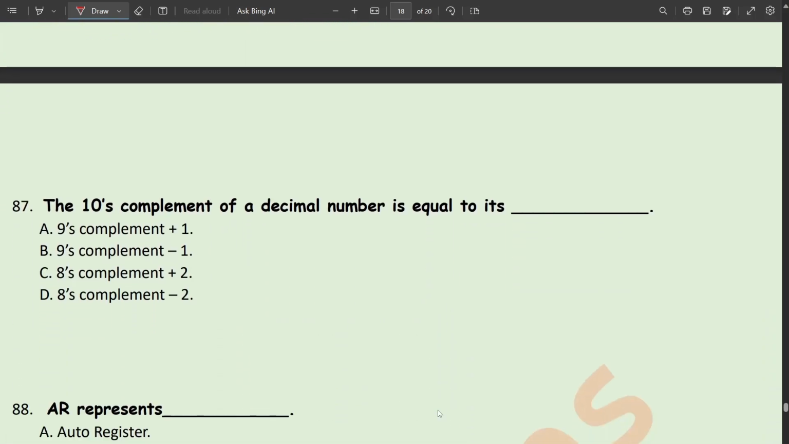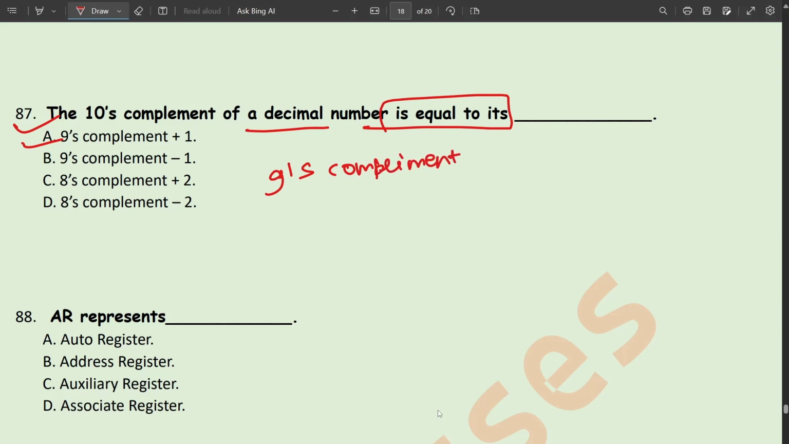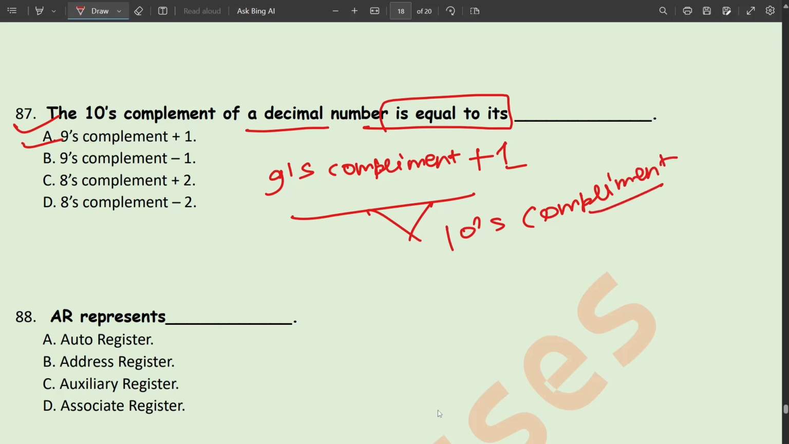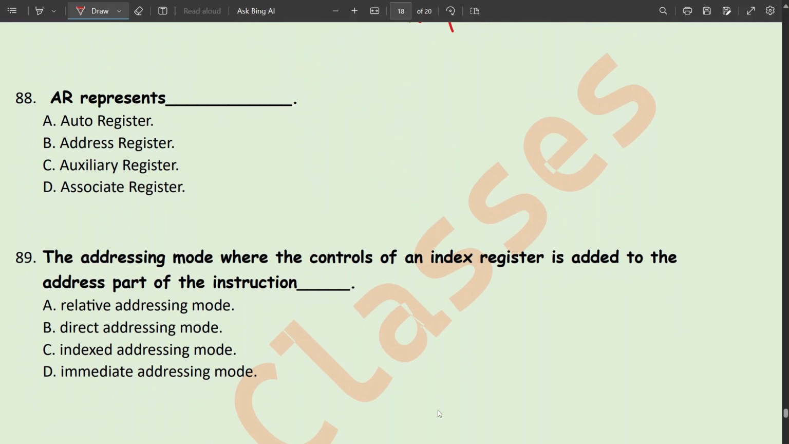Next, 87. The tens complement of a decimal number is equal to the nines complement, and then you add 1. Then it will become tens complement. Option number A is correct. Next, AR represents what? Option number B, address register.